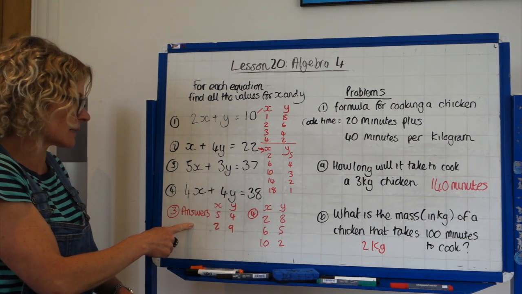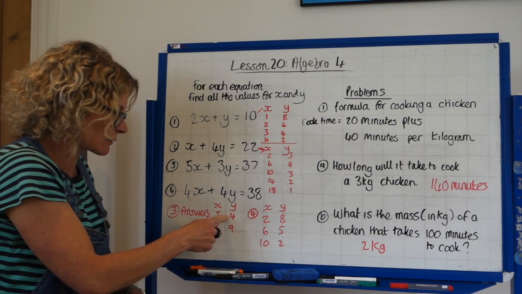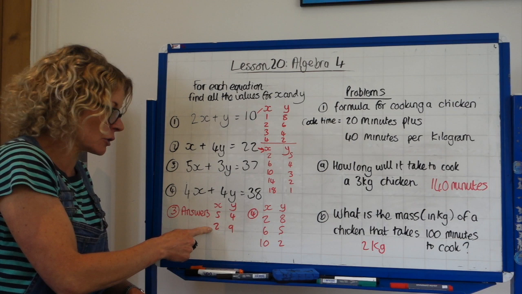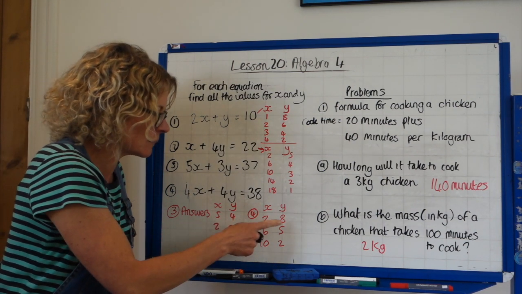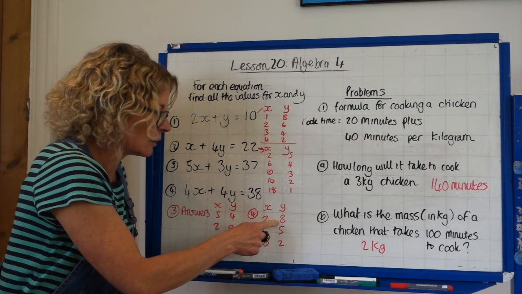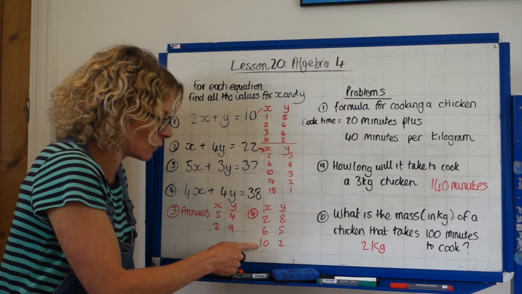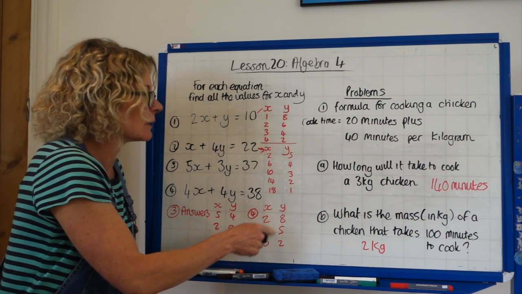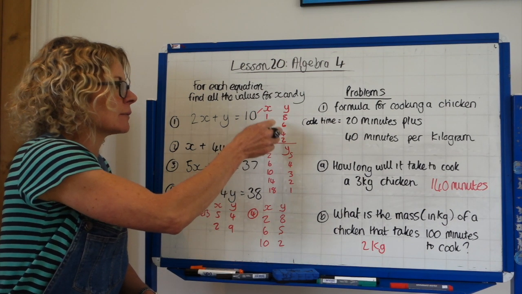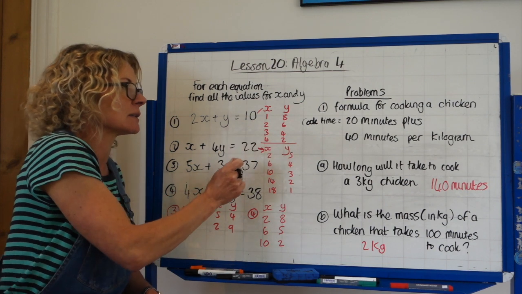Okay, number 3 answers. Just 2 here. X equals 5, y equals 4, or x equals 2, y equals 9. And number 4, last one, 3 possibilities. X equals 2, y equals 8, x equals 6, y equals 4, and x equals 10, y equals 2. They are going up in the same increments or going down in the same increments to make that equation balance.